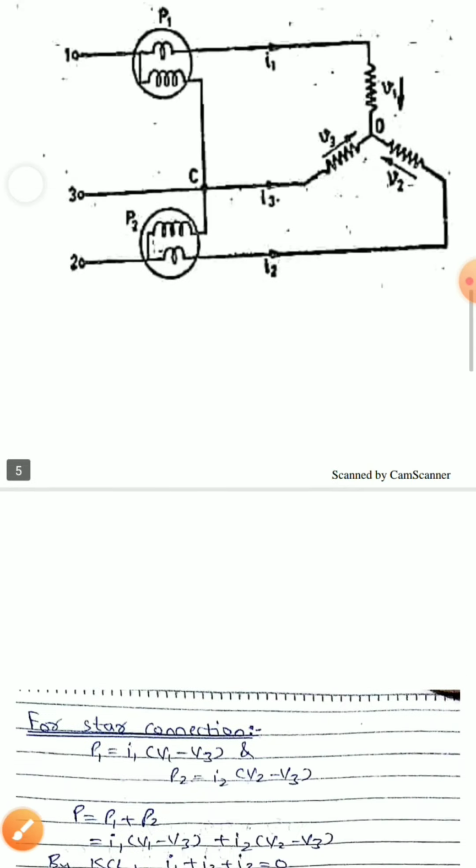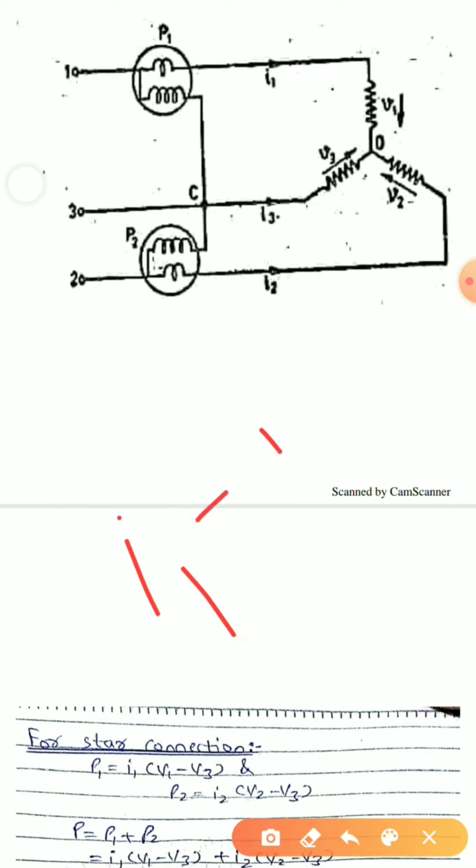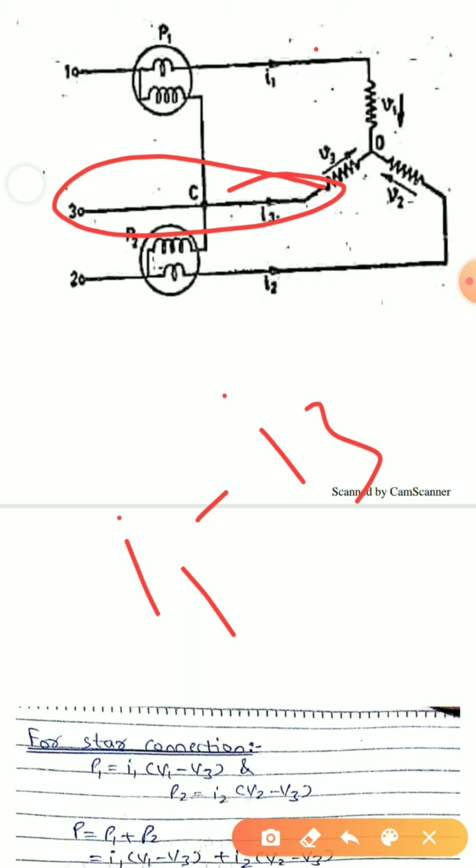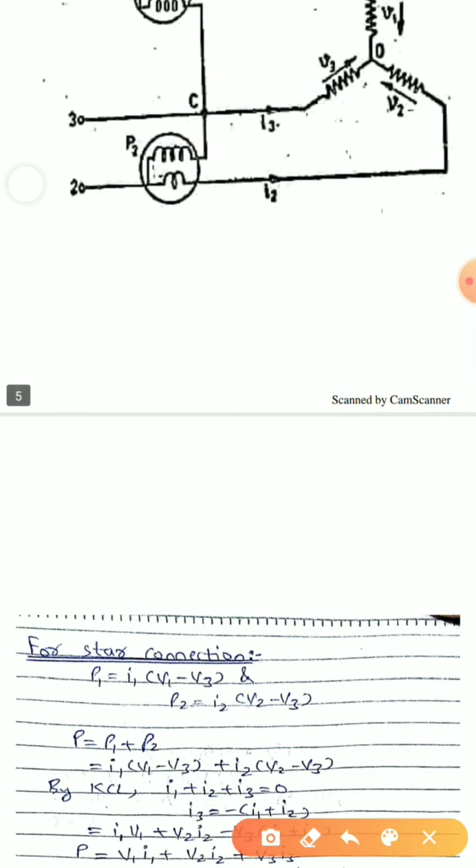Why are we not considering I1 minus I3? Because to this the current coil is not connected. The current coil is only connected across the first current. Therefore, I'll get P1 is equal to I1 into V1 minus V3, and P2 is equal to I2 into V2 minus V3.